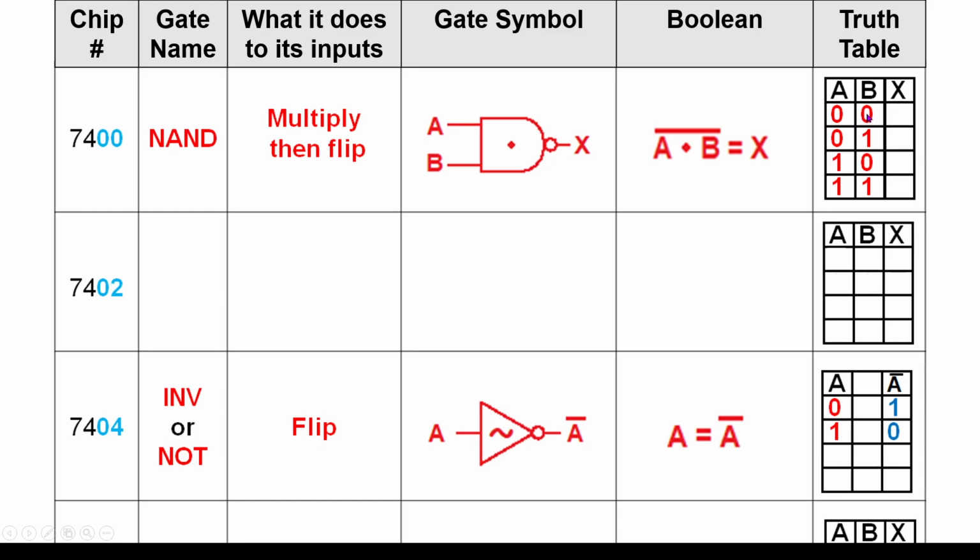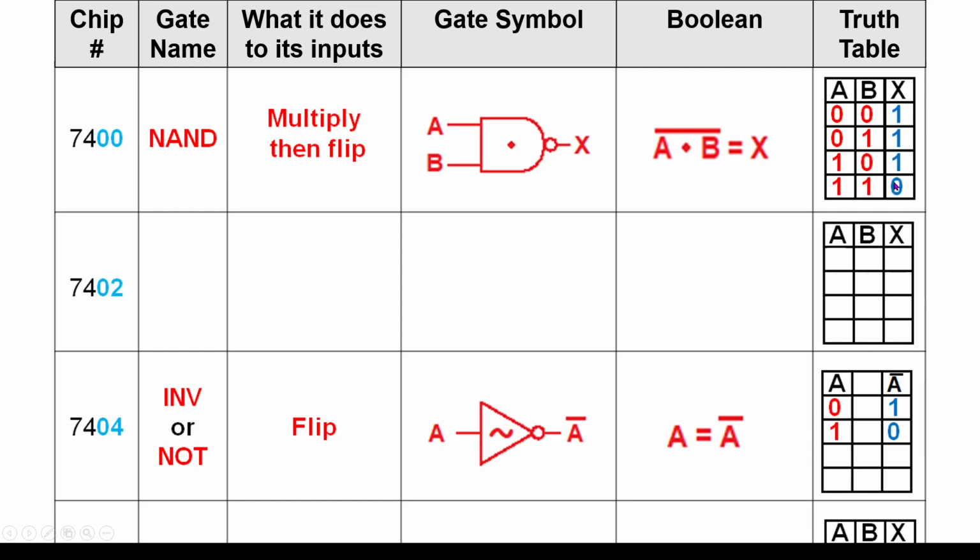So 0 times 0 is 0, but we have to flip that. That means it's a 1. That's what this gate does. What is 0 times 1? Well, that's 0. Flip that over. That's a 1. What's 1 times 0? Well, that's 0. We flip that over. That's a 1. What's 1 times 1? That's 1. And then we flip it over.